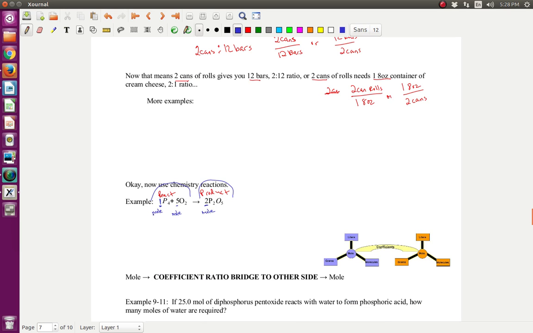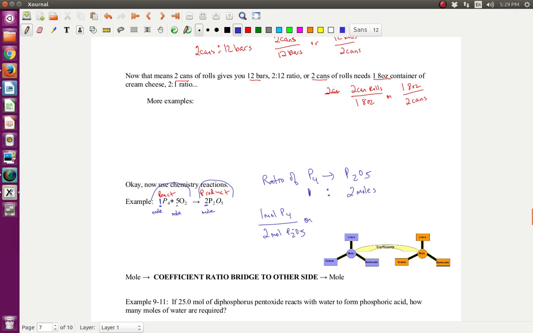Now, in order to go from one side of the equation to the other, we have to use a mole bridge, but we have to be able to understand those ratios. So let's do a couple of ratios now with this thing. What's the ratio of phosphorus to P2O5 on the other side? Well, 1 mole of phosphorus, it's going to work and it's going to give you 2 moles of diphosphorus pentoxide. So the ratio is 1 to 2. Or I'd write it like this: 1 mole of phosphorus for every 2 moles of diphosphorus pentoxide.